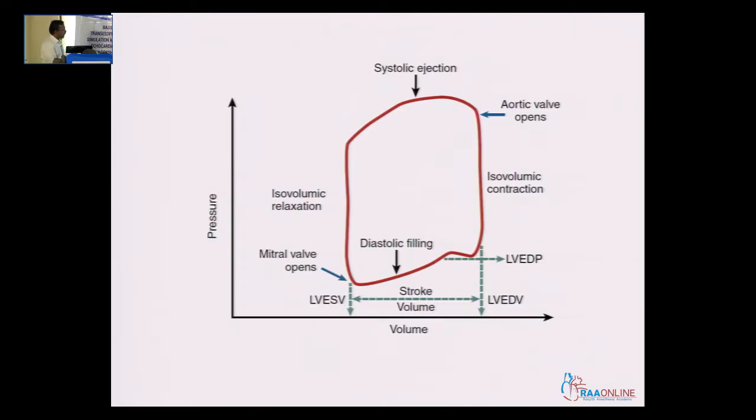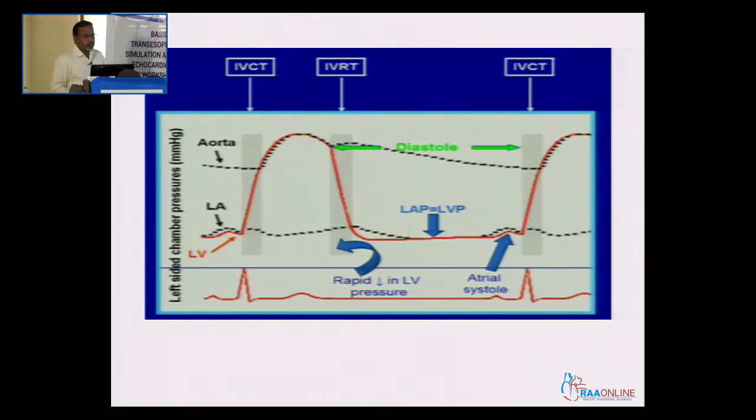Okay. So you have the relaxation, so your mitral valve opens, then your LV gets filled up, then again the contraction, then your aortic valve opens, then the systolic ejection. So the cycle goes on. So what we are going to concentrate on is only this period, from the isovolumic relaxation time to the isovolumic contraction time.